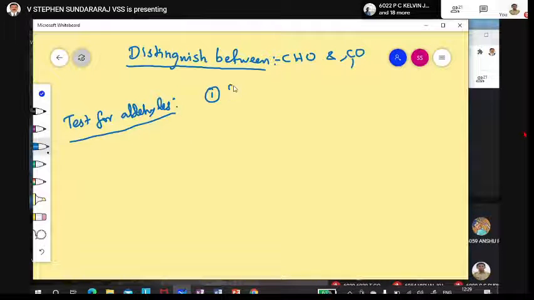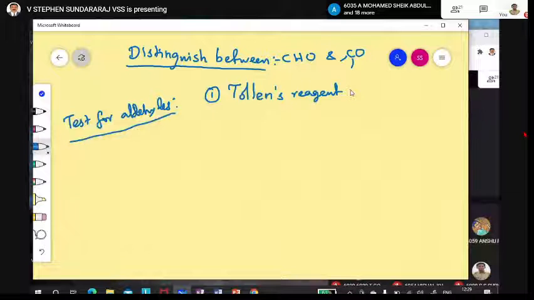The first one is Tollens reagent. It is better to understand one or two things. In the textbook the reagent's equation is there, and you can write the equation. If the question paper is very tough, they will give the mark even without the equation. If the question paper is very simple, they may reduce half a mark for not writing the equation. So better you study the equation also. It is very simple.